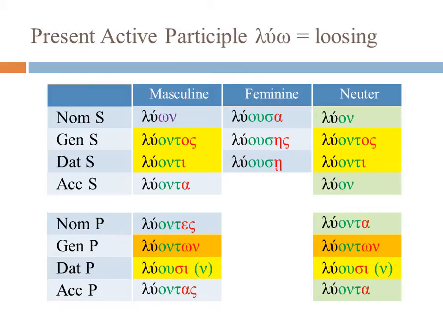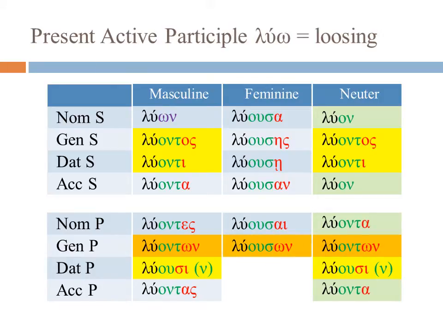Luouses, luouse, and luousan. The endings are first declension, a, es, e, an. And the nominative plural, luousai, luouson, and that omega nu is going to run straight across, masculine, feminine, neuter. Luousais, and then the accusative plural, luousas.